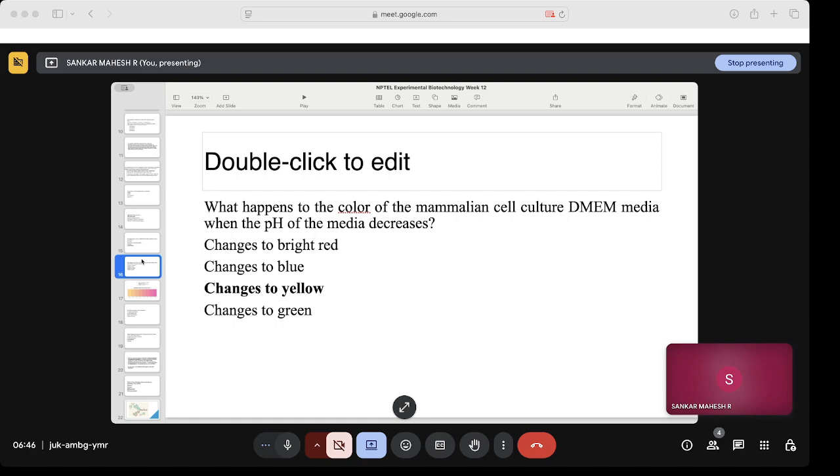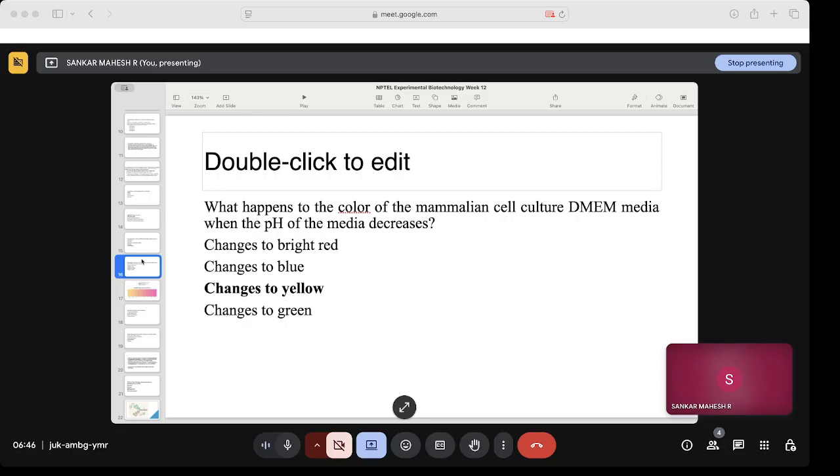Sir, we use phenol red as a pH indicator in mammalian cell culture. What is the color of the media at physiological pH? It is generally red, at pH 7. And how does the color change if it becomes acidic? If it becomes acidic, it's yellow. If it becomes basic, it turns purple. It's phenol red.